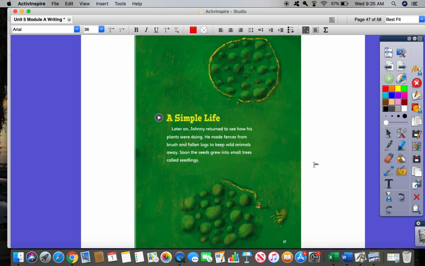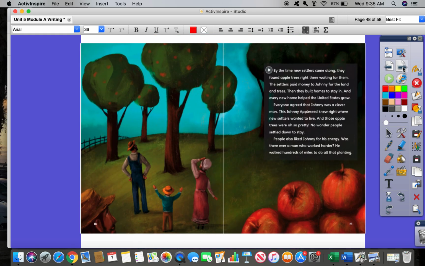Page 17, A Simple Life. Later on, Johnny returned to see how his plants were doing. He made fences from brush and fallen logs to keep wild animals away. Soon the seeds grew into small trees called seedlings. By the time new settlers came along, they found apple trees right there waiting for them. The settlers paid money to Johnny for the land and trees. Then they built homes to stay in, and every new home helped the United States grow. Everyone agreed that Johnny was a clever man. This Johnny Appleseed knew right where new settlers wanted to live, and those apple trees were oh so pretty. No wonder people settled down to stay.